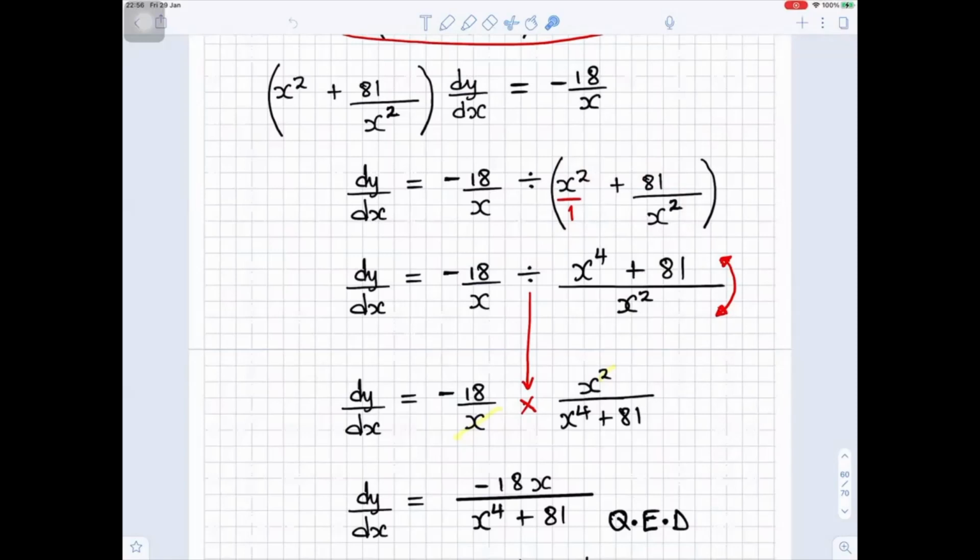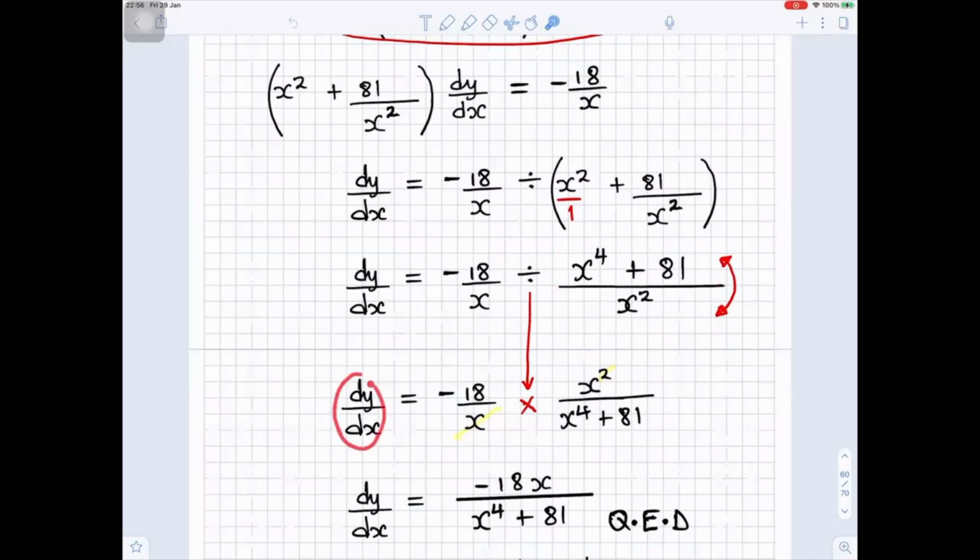So we use the upside down table method. x squared times x squared gives you x to the 4. 1 times 81 gives you 81. 1 times x squared gives you x squared. So I'm using this upside down table method. Now we have it as one fraction.